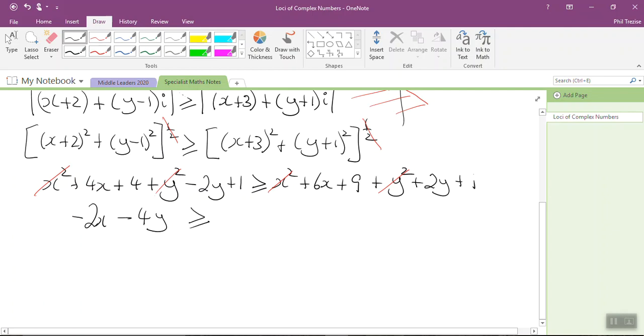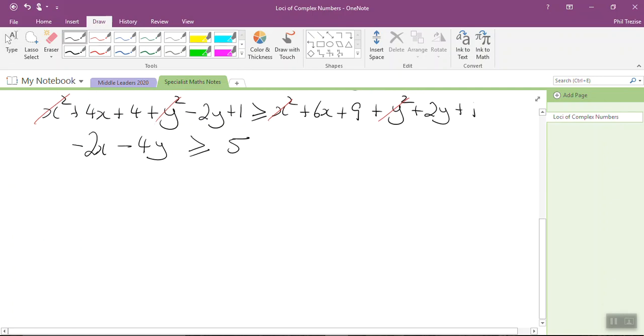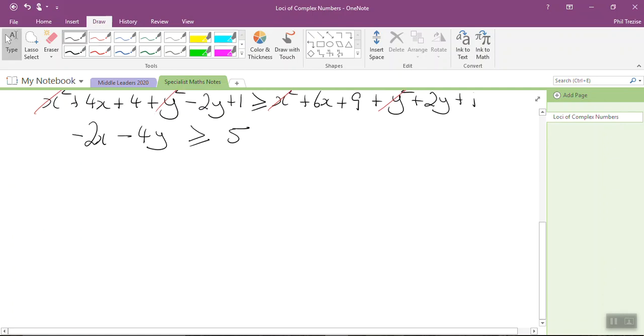Now let's see, what have we got there? 9 plus 1 is 10 over on the right. Subtract 4 is 6. Subtract that 1 is 5. That's greater than or equal to 5. So that's an inequality. That's an expression that I could use. How do I sketch this? Well, let's look.